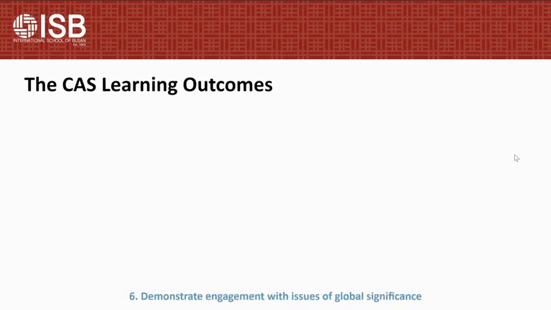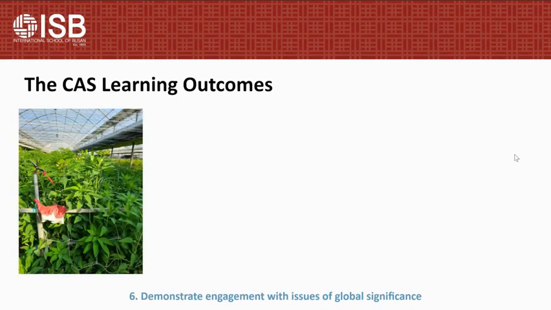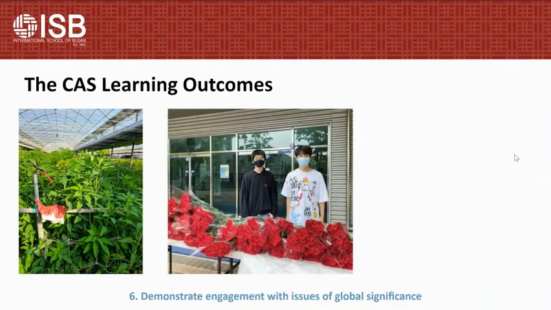Our sixth learning outcome is demonstrating engagement with issues of global significance. The COVID pandemic hit everyone hard, and a couple of students decided to help some local farmers, and they collected flowers and sold those flowers in order to raise some money.